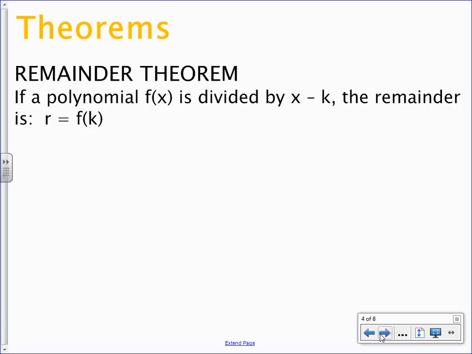So first of all, we have a polynomial. We're dividing by x minus k. That is a linear divisor. And a linear divisor is nice for what kind of division? Synthetic. Okay? So if we get a remainder, this is saying that the remainder is that function value. So write it down, think about it, and we're going to go through an example of what that looks like.